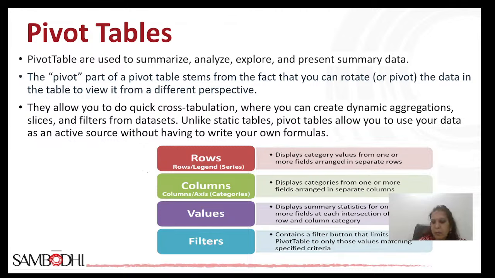Then we come to columns. Columns are basically the vertical axis categories, which are arranged in separate columns, vertical. Values are the summary statistics displayed inside, for one or more fields in rows or columns. Okay, and filters. These are basically the buttons which will let you sort your data and filter your data for a specified criteria.